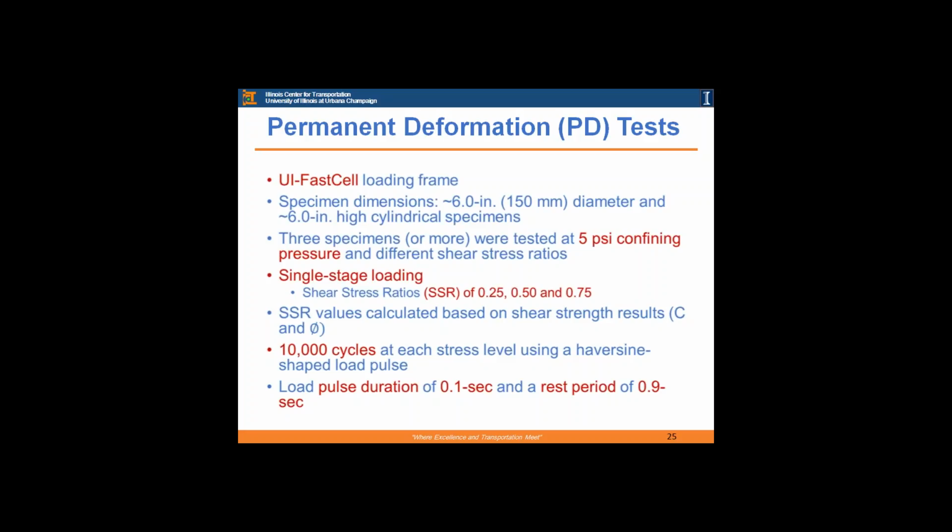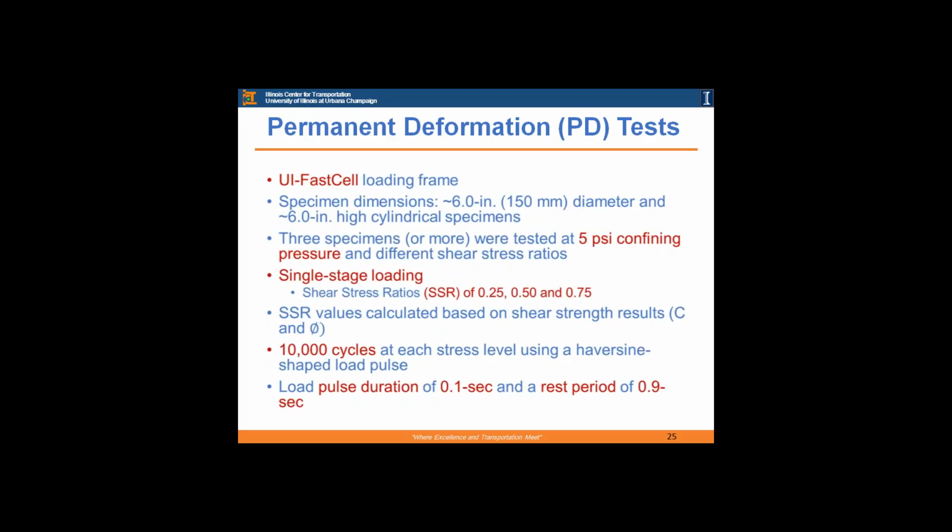So after doing the shear strength test and knowing the shear strength of the materials, then we moved to the permanent deformation part of this study, where we used the University of Illinois FastCell device. And this device, I'm pretty sure many of you have seen it in the lab. It has a capability of doing the CCP, constant confining pressure, and the VCP, variable confining pressure. But in this study, we're using it for the CCP mode, 5 psi constant confining pressure for all tests at different shear stress ratios of 0.25, 0.5, and 0.75 to test all the materials.